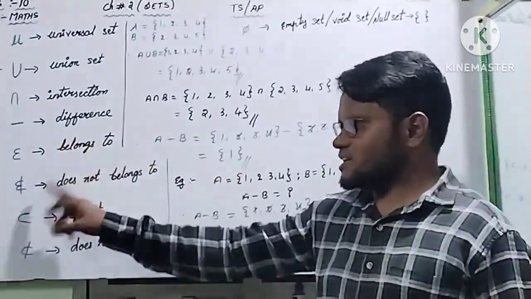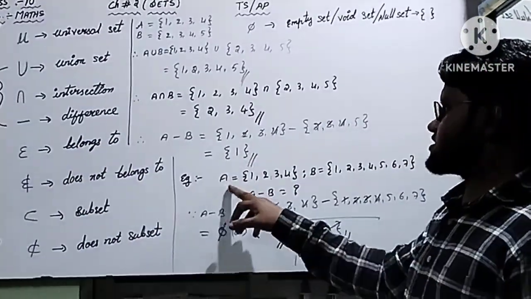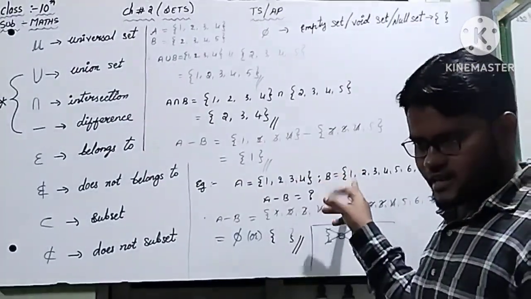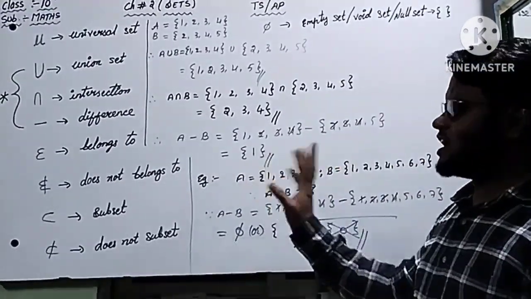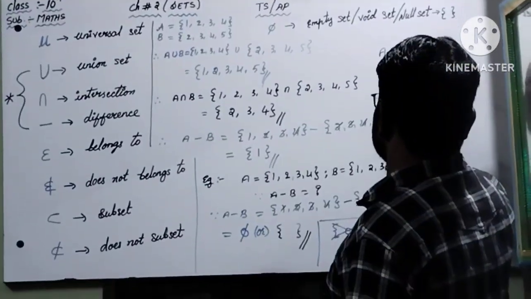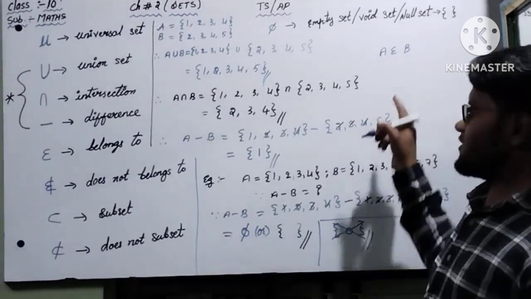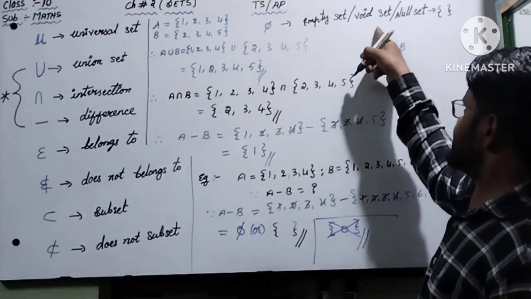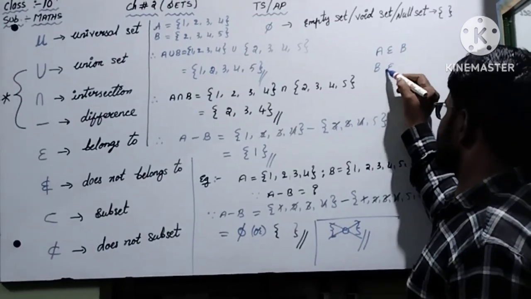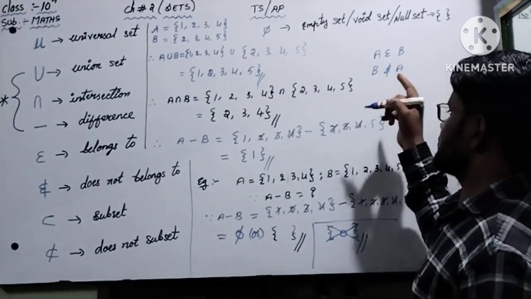Okay, about belongs and does not belong, give importance to sets A and B. So set A belongs to B, but B does not belong to A. Whatever elements are in A, all of them are in B. So A belongs to B, but B does not belong to A.